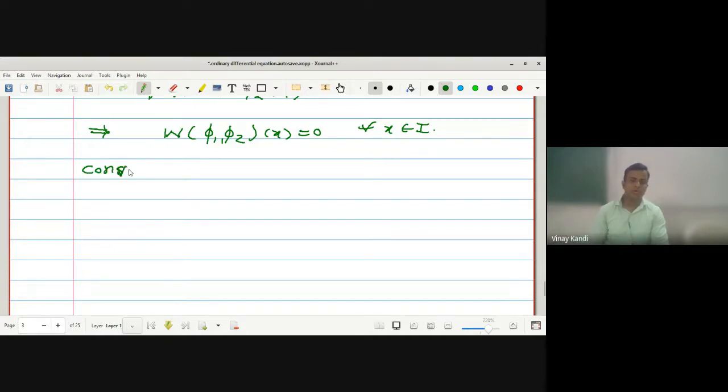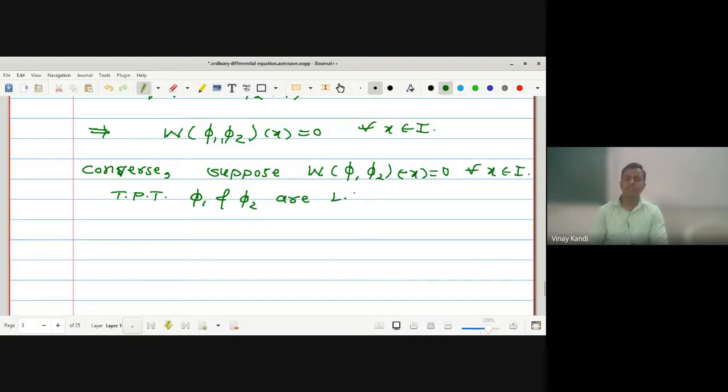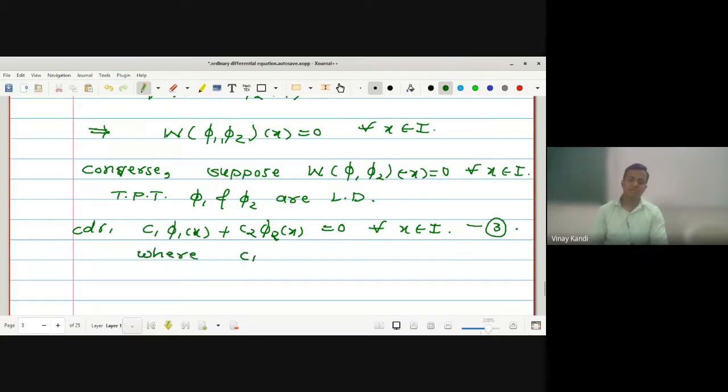Now the converse part. Suppose the Wronskian of phi1 and phi2 of x is equal to 0 for all x belongs to I. Now to prove that phi1 and phi2 are linearly dependent functions, again consider C1 phi1 of x plus C2 phi2 of x is equal to 0 for all x belongs to I. This is equation number 3, where C1 and C2 are constants.